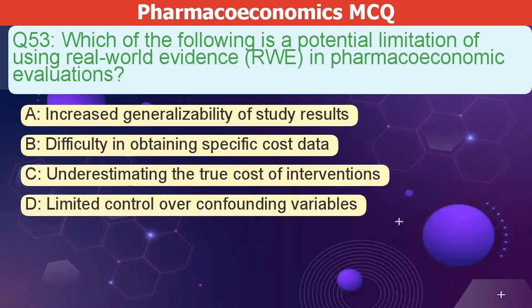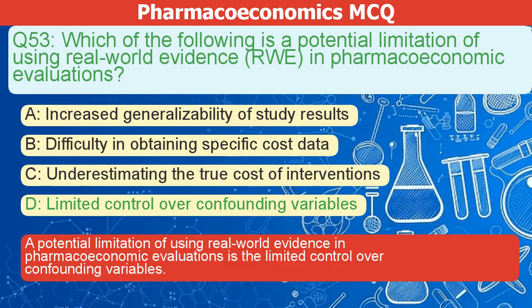Which of the following is a potential limitation of using real-world evidence, or RWE, in pharmacoeconomic evaluations? A. Increased generalizability of study results. B. Difficulty in obtaining specific cost data. C. Underestimating the true cost of interventions. D. Limited control over confounding variables. The correct answer is D. A potential limitation of using real-world evidence in pharmacoeconomic evaluations is the limited control over confounding variables.